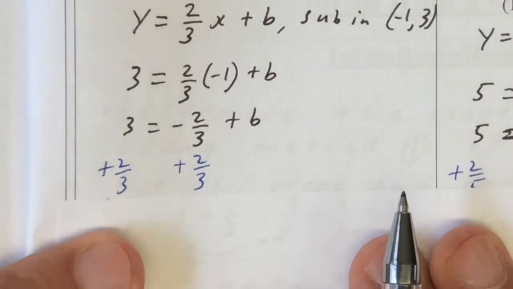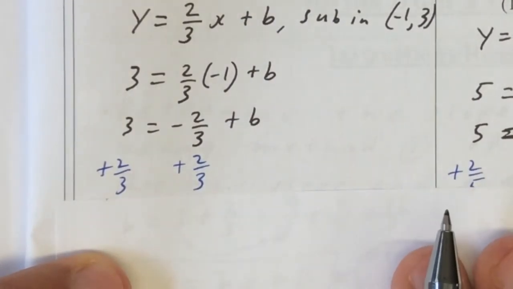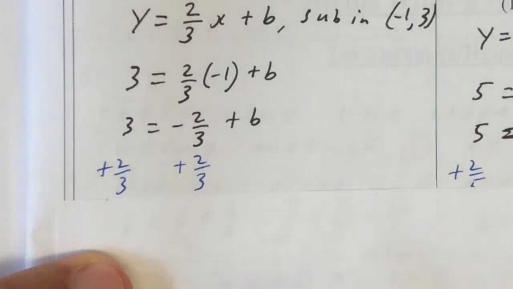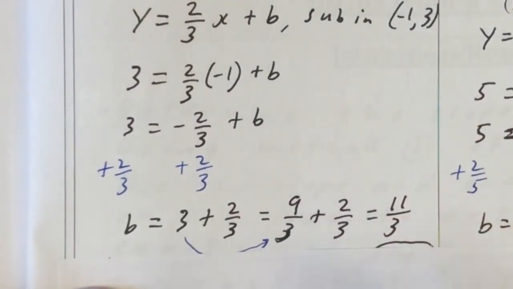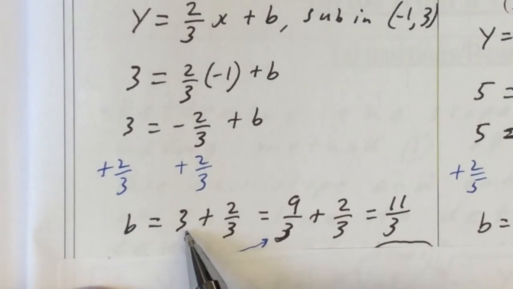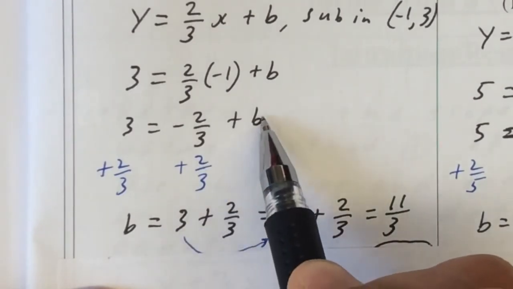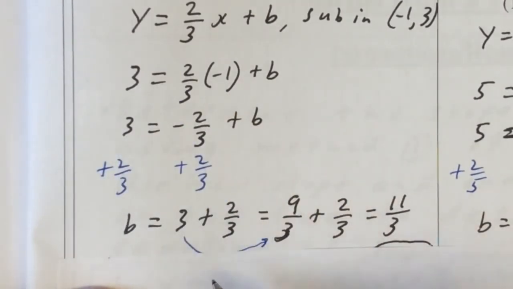Now you're dealing with fractions. Hopefully you remember how to do that. So you add 2/3 to 3. Okay. So b equals 3 plus 2/3. I just changed the side here. It doesn't matter which side you write it on. So b equals 3 plus 2/3.